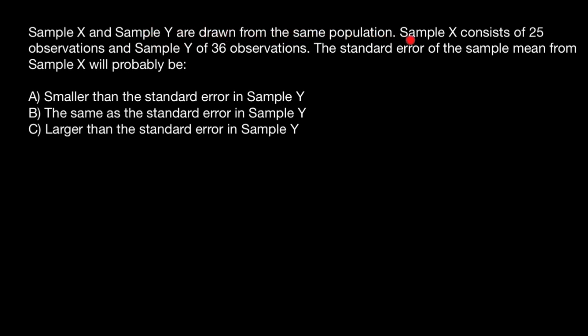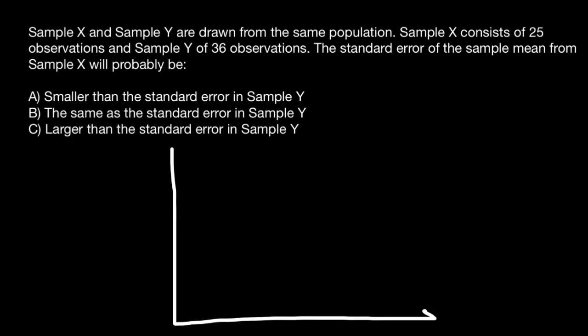Sample X and sample Y are drawn from the same population. Sample X consists of 25 observations and sample Y of 36 observations. The standard error of the sample mean from the sample X will probably, and you have to choose the correct answer. Imagine that we have a normal distribution of certain data.